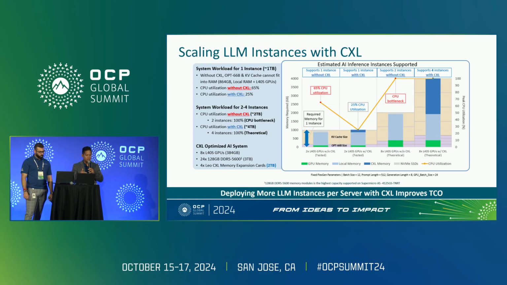That was the local memory plus CXL, or sorry, in this case there was no CXL for the first ones. This is what was driving the 65% utilization. Without CXL, you can see the NVMe was used, versus when you have one instance with CXL, it drops to 65% and there's no NVMe usage. Everything is basically loaded in memory and processing efficiently.